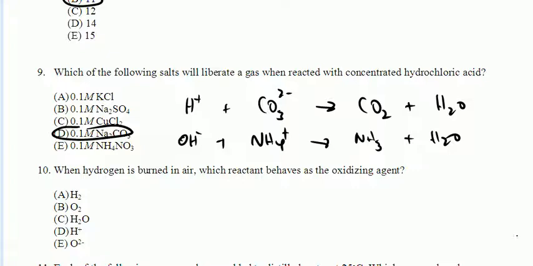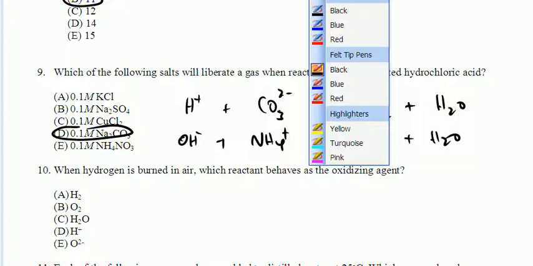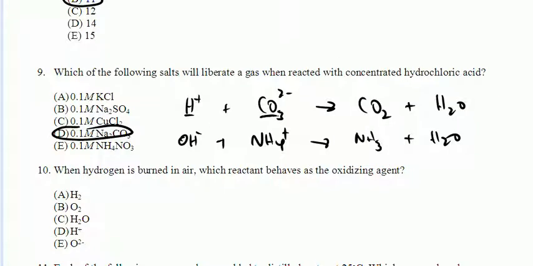Alright, I'm back. The two ways of liberating gases are reacting hydrogen ion with carbonate ion to make carbon dioxide and H2O. This is what's happening inside soda. Or reacting hydroxide ion with ammonium ion to make ammonia and water. This is what happens in asparagus pee.